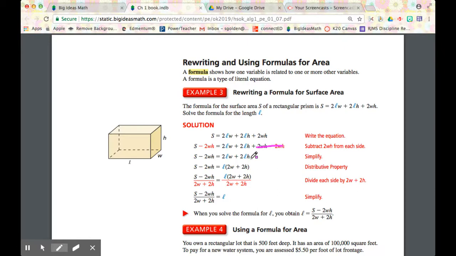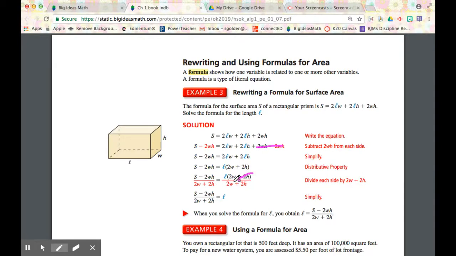Now I can kind of do the backwards distributive property. I can factor out my L so that I only have one. You kind of divide it out of both of them. If I were to do that, I would be left with 2W plus 2H. So I have L times all of that because we just took it out. Okay, we didn't do anything to the other side yet. Now, I want to get L by itself, and it's times all of this, so I just divide by all of that on both sides of the equal sign.